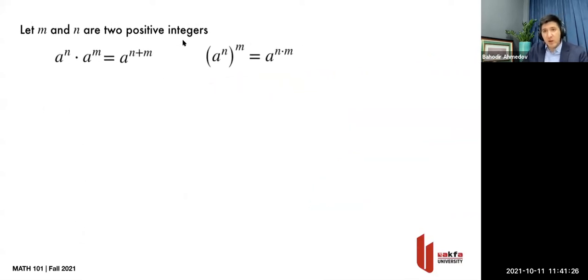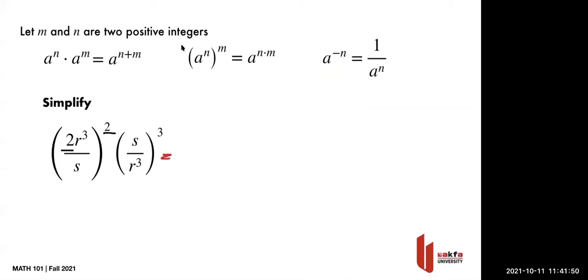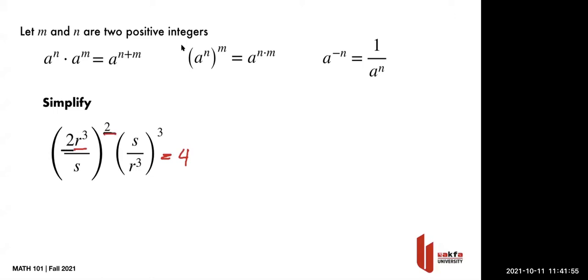So let's do a small example. I need to simplify this term. In order to do this, I would like to expand all of the brackets by applying the exponents to all of the variables, like R and S. So what is 2 in the power of 2? 4. R in the power of 3, in the power of 2, is R to the power 6.